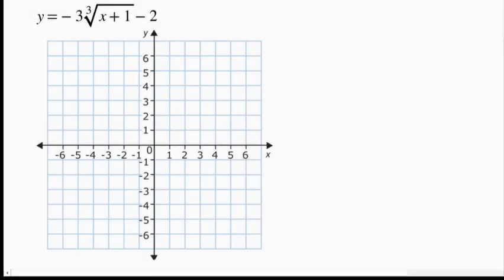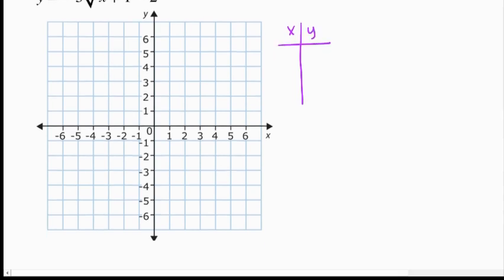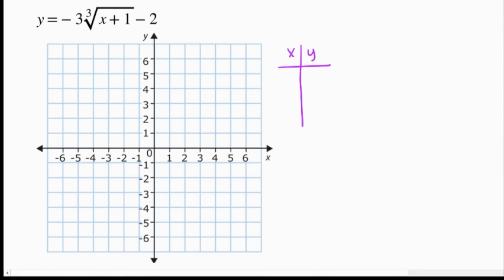We're going to graph this cube root function. To do that, a couple things I'm going to need to know and do. I'm going to create an X and Y table here. The hardest part is really to choose the correct X values. The thought process I'm going to use is to choose X values that give me easy cube roots to deal with.